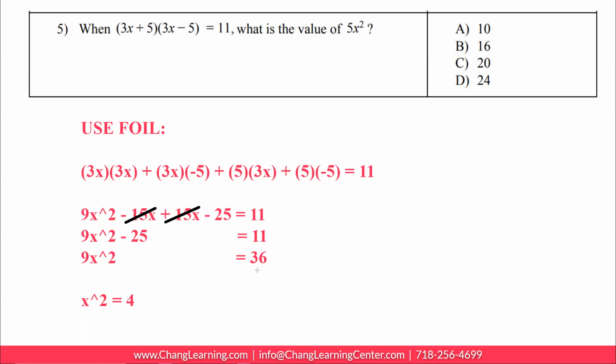Add 25 to both sides, and 9x squared equals 36. Divide both sides by 9, and x squared is 4. But we wanted 5 of those squares. So multiply both sides by 5, and you get the correct answer, C, 20.